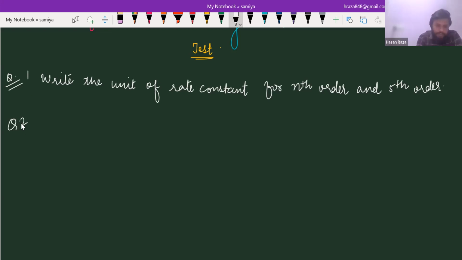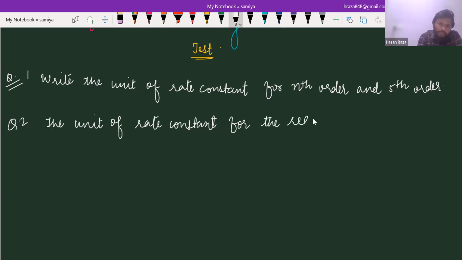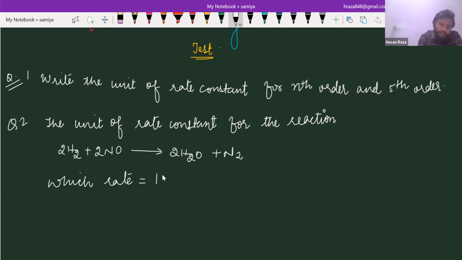Question number 2 is the unit of rate constant for the reaction 2H2 plus 2NO will give you 2H2O plus N2, which has rate law expression given as K into H2 into NO whole square. You need to write the unit.